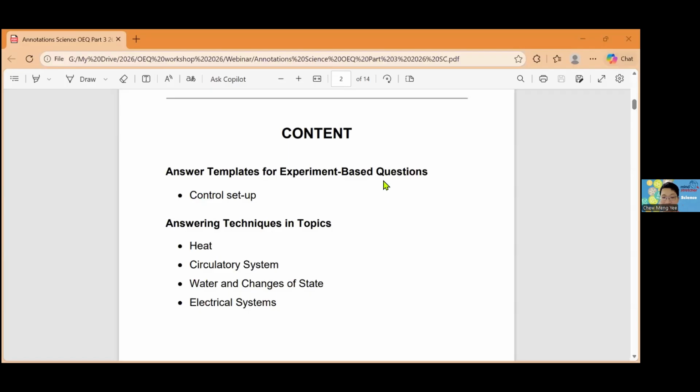Great. Yeah, this is the last class for this workshop. We'll finish up with what you see on the screen here, control setup, and some of the topics here.